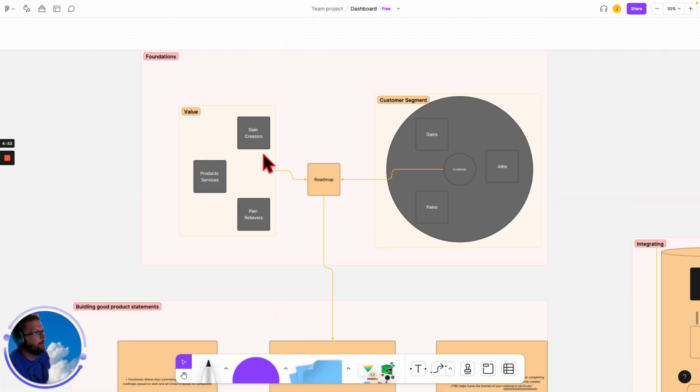Again, on the left side, we've got our value. We provide a product or a service. It's either a pain reliever or a gain creator. The best products are going to do both. And your customer segment is going to hire you for a job. And that job is either going to be a gain creator for them or a pain reliever. And you're going to put these pieces together.